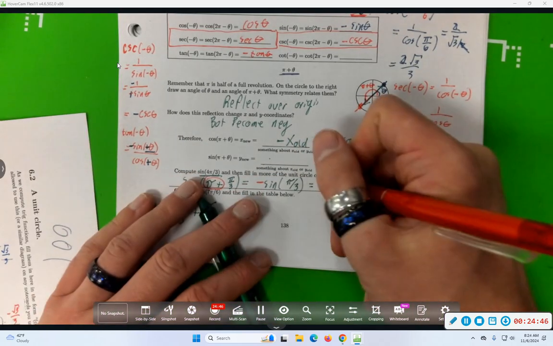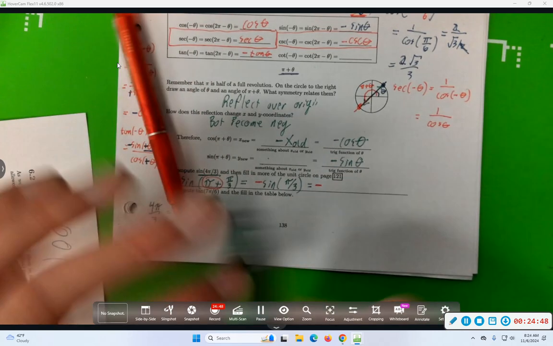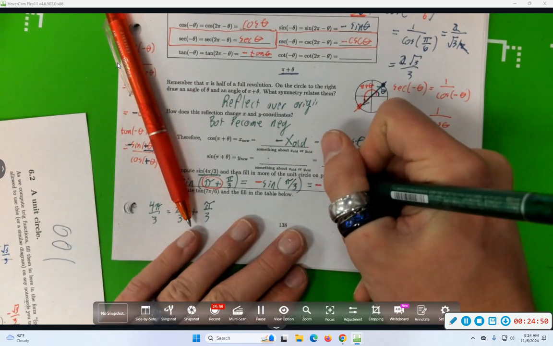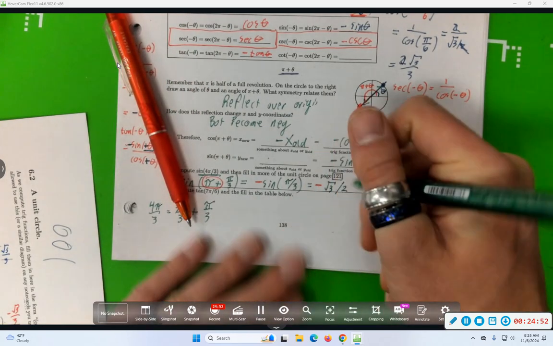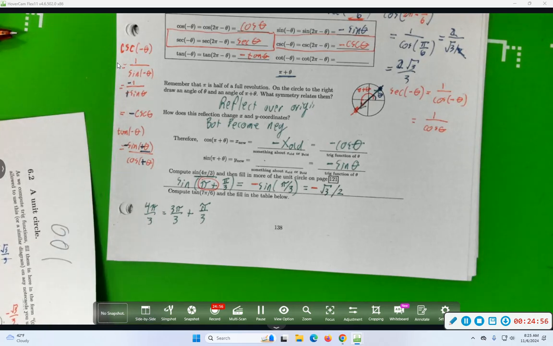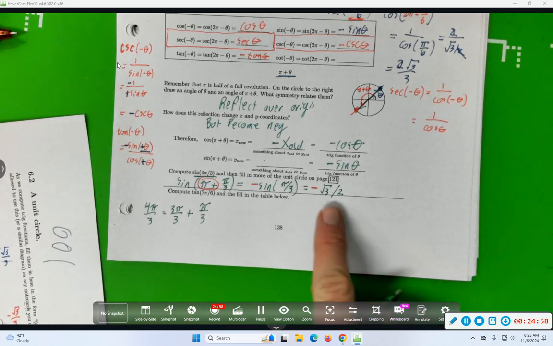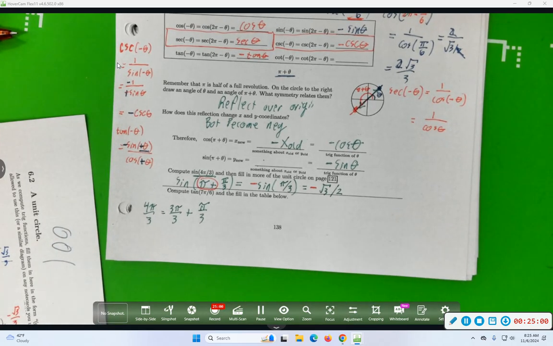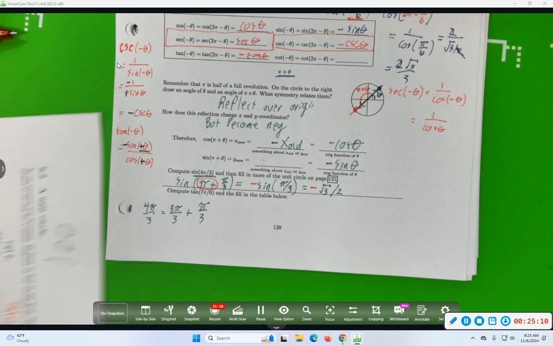You know what? Keep that negative sign in orange. Why not? So the sine of pi plus pi over 3, sine of 4 pi over 3, is negative root 3 over 2. That feel pretty good? Cool.